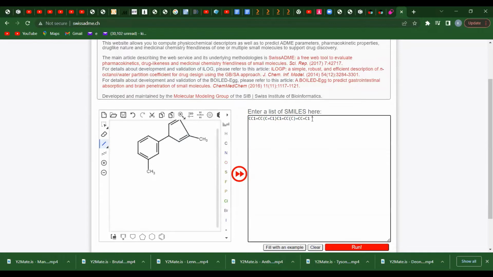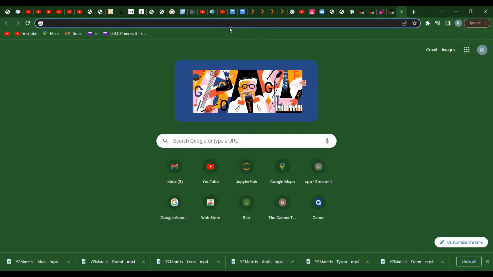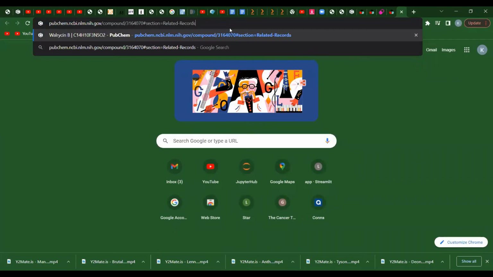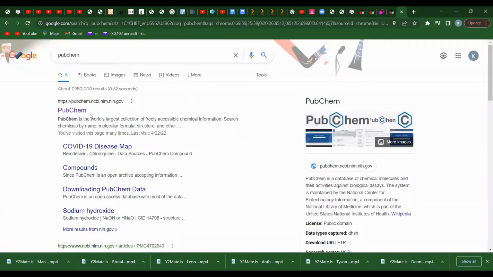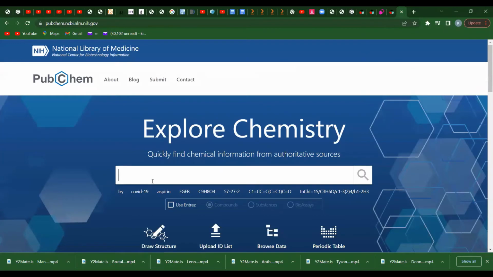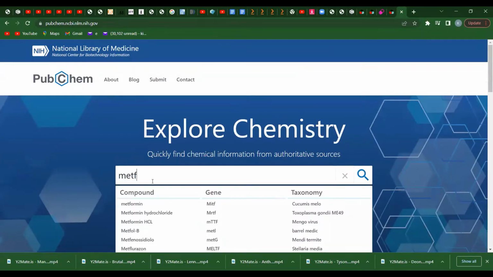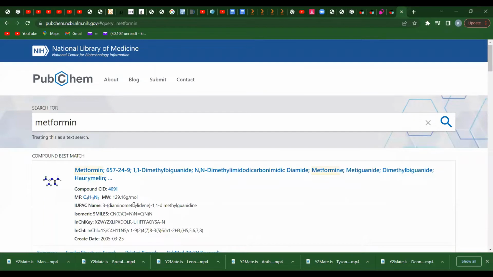So let's call it drug B, for example. Can someone suggest another drug for us? Metformin. So let's go to PubChem and get the canonical smile of metformin. So let's get metformin. The canonical smile is what you need there.